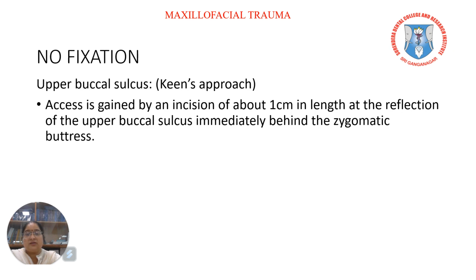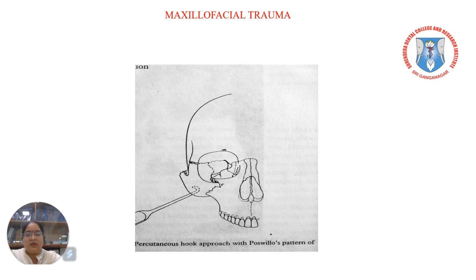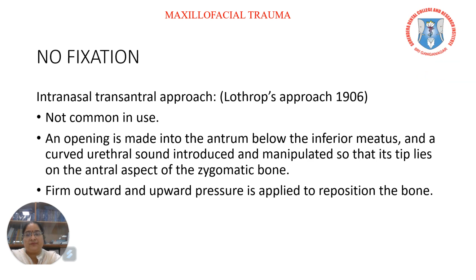Upper sulcus approach, that is Keen's approach. Access is gained by an incision about 1 cm in length at the upper buccal sulcus immediately behind the zygomatic buttress. This is the intraoral approach for the reduction of zygoma fractures. We can use the percutaneous hook approach, that is the Poswillo pattern, for the reduction of the zygoma fracture. The intranasal transantral approach we can also use, though it is not common in use. That is how we can do it.